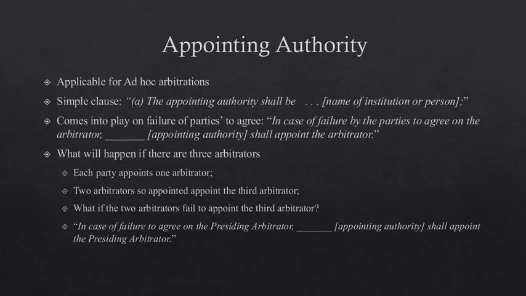It could be a person who would be an appointing authority or even an institution. For example, in Indian road related contracts, the Indian Roads Congress is often designated as the appointing authority. Or it could be the Permanent Court of Arbitration. Or it could even be an official such as, say, the Secretary General of the United Nations or the Secretary General of the Permanent Court of Arbitration, and so on and so forth.